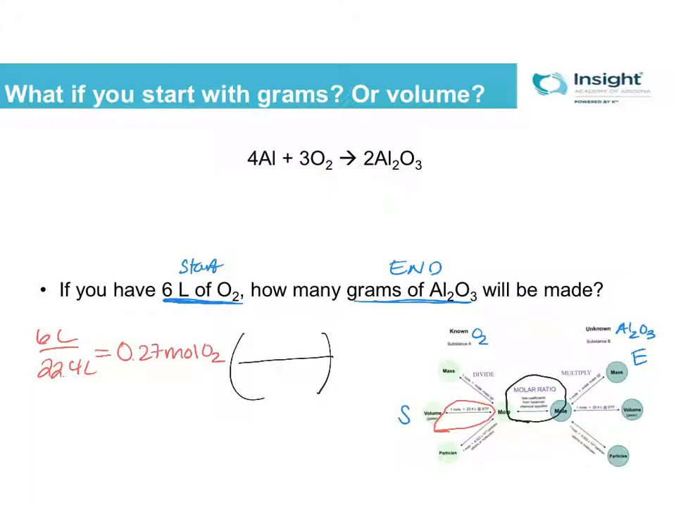So moles of oxygen are going to go on the bottom because that's what I need to cancel out. Moles of Al2O3 are going to go on top because that's where I need to go. Oxygen has a 3 in front in the reaction. Al2O3 has a 2 in front. So that's going to be 0.27 times 2 divided by 3.